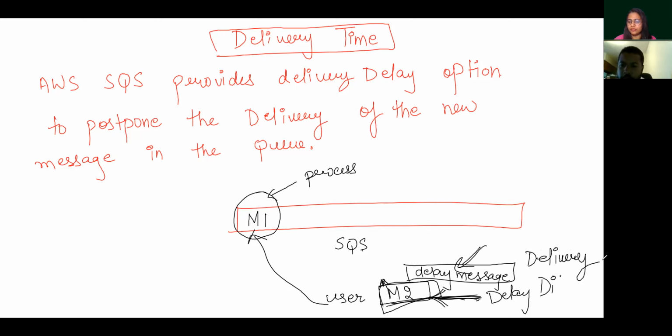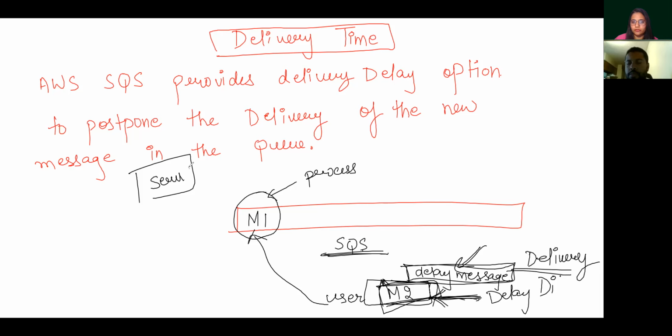If you want to easily define delivery delay time for a queue: any message will not be visible to the server. See, there is a server, and until message 2 has gone to the SQS, because of the delivery delay time we have applied, the server will only be able to see message 1. Until all the processes that need to be done on message 1 are complete, we will not send message 2. Getting it? Okay.